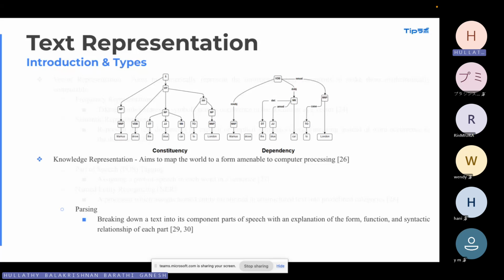Further, other representation methods, by which we can derive the relations, are constituency parsing or dependency parsing. In the earlier sessions, we introduced dependency parsing, how the words and their relations are connected with each other. So these are used to derive the relations between the phrases and the words.